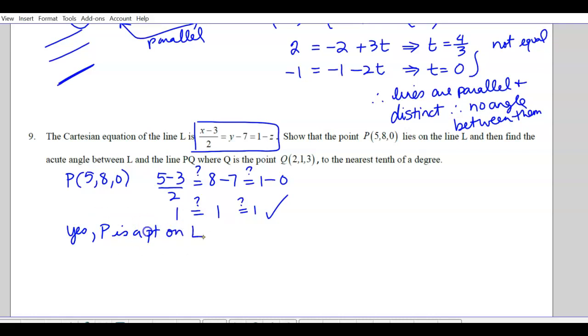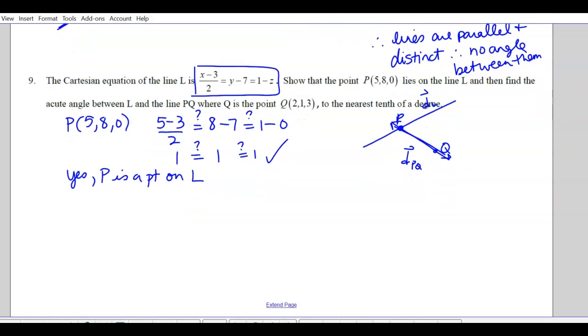Okay, so basically we've got a line in 3 dimensions, and point P is on it. Then we want to find the angle between L and the line PQ, where Q is some point over here. Now it says the line going through PQ, so it's going to extend forever. So we need the direction vector of our original line L, and then the direction vector of PQ. We can just subtract the position vectors of P and Q.